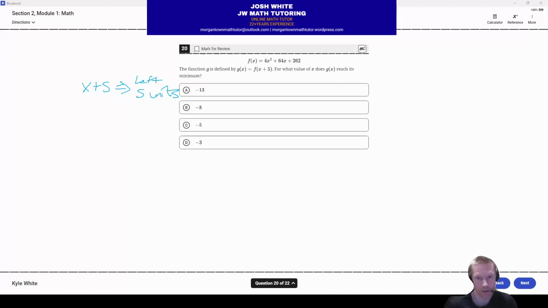Well, this is a quadratic function, so its minimum is going to occur at the vertex, h comma k. And the way we can find that when it's in standard form like this is use the shortcut formula. H is equal to negative b over 2a. So I am going to do negative 64 over 2 times 4, or negative 64 over 8. Therefore, the x-coordinate of the vertex for f of x is going to equal negative 8.